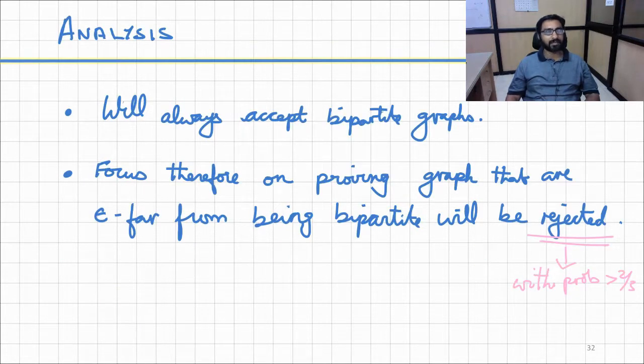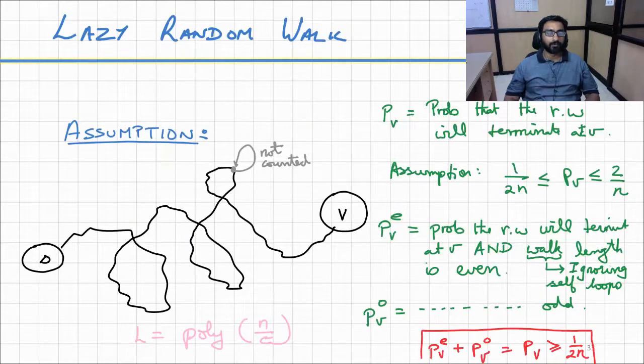Of course, this algorithm is always going to be correct if the input graph is bipartite. So moving into analysis, all we need to do is focus on proving that graphs that are epsilon far from being bipartite will be rejected, and this we will want to reject with some constant probability. So let's say 2/3.